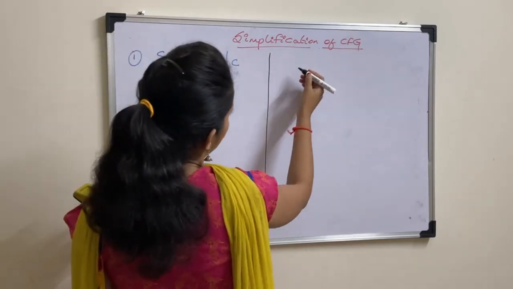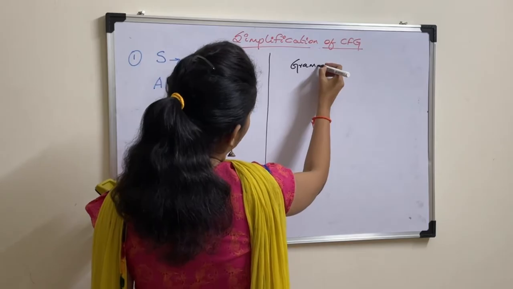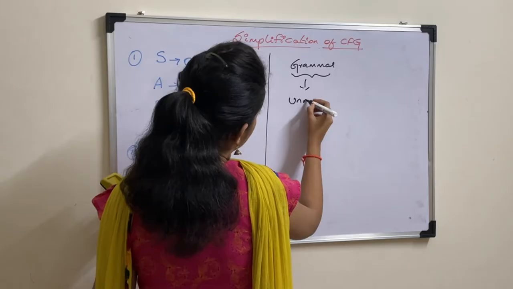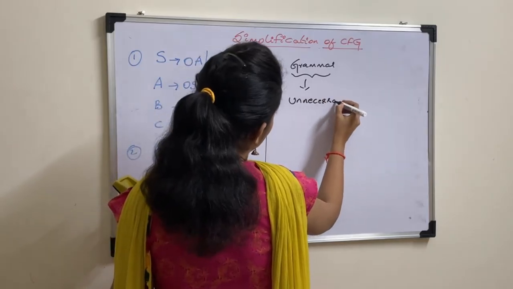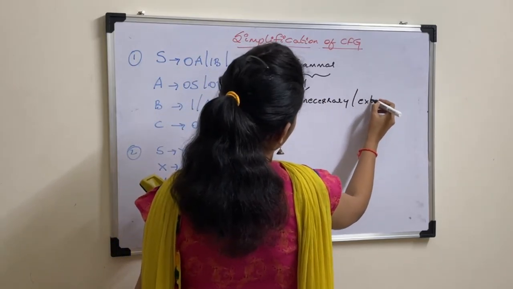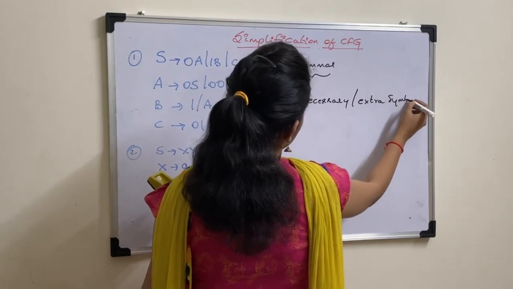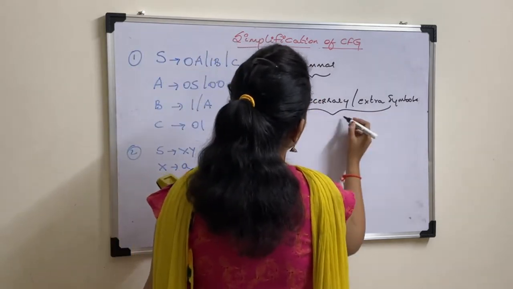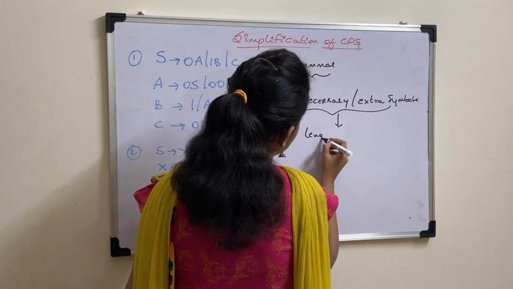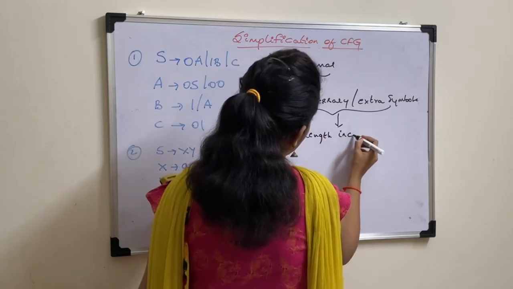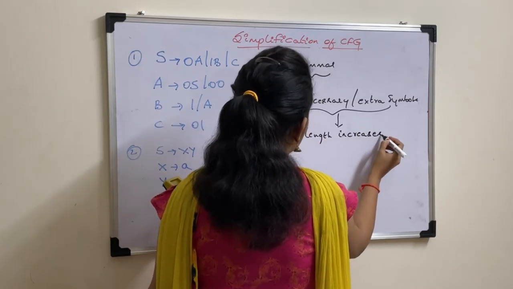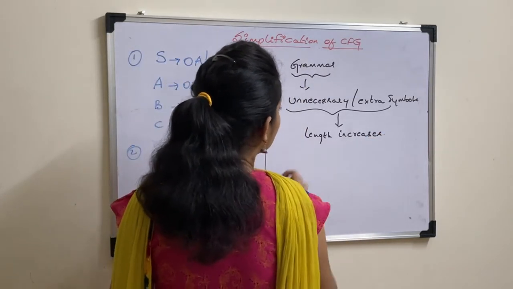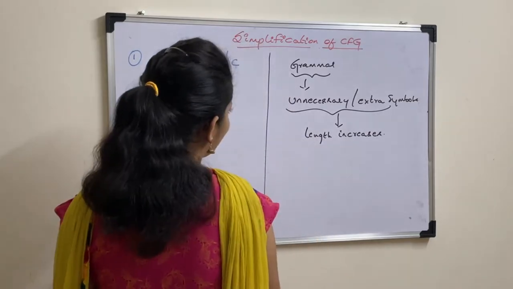Simplification means, see, sometimes a grammar may contain some unnecessary symbols, or we can say extra symbols. So what happens if there are unnecessary or extra symbols in this grammar? Obviously, the length of the grammar increases. So here we need to reduce the length of the grammar. That's our main aim.